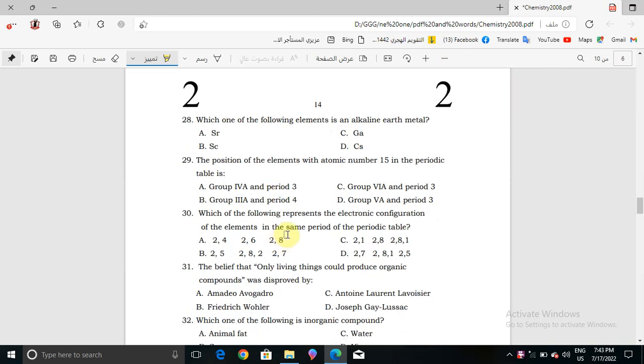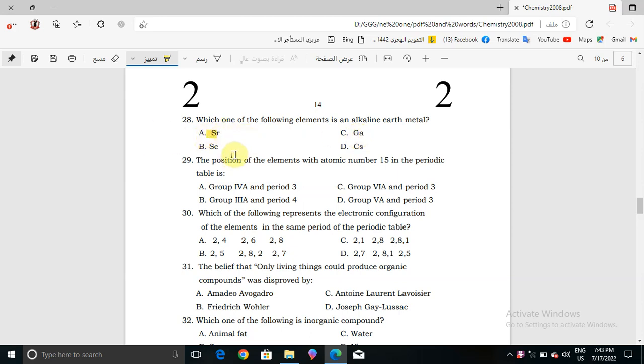Now question number 28. Which one of the following elements is an alkaline earth metal? Here we have Sr, Sc, Ga or Cs. The correct answer will be Sr.